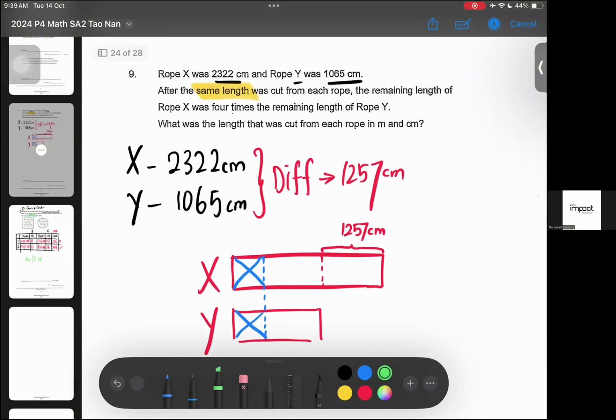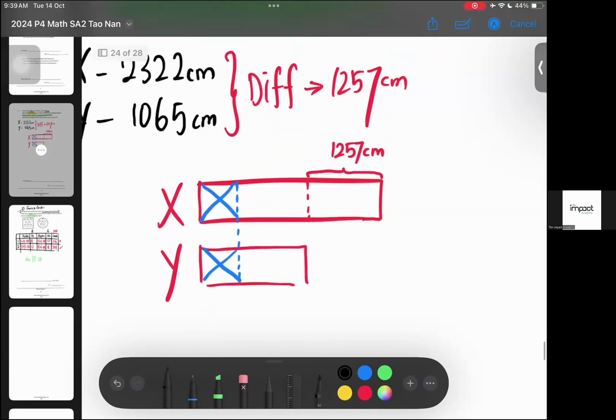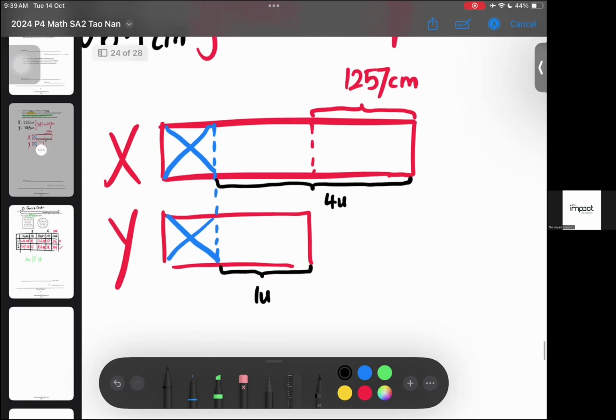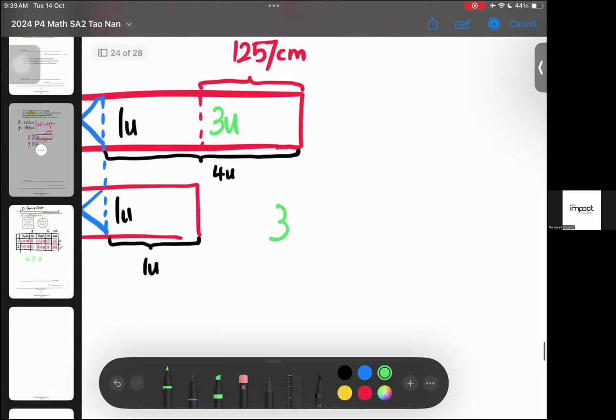Once you are done with this, you read the next sentence. The next sentence specifies that rope X was 4 times. If rope X was 4 times, then we are going to go to rope X and say that this entire thing is 4 units, right? That means rope Y is 1 unit. So then we will use the famous mirror image. When 1 unit goes into the mirror, who does 1 unit see? 1 unit sees itself. So if this is 1 unit, this is also 1 unit. That means this will be 3 units.